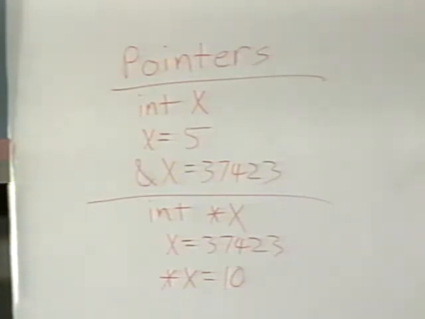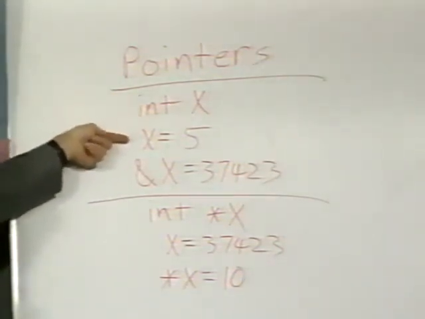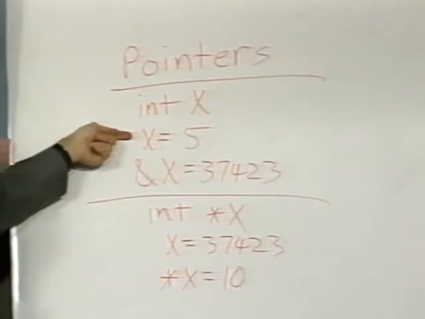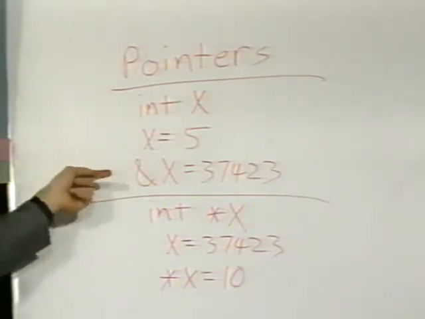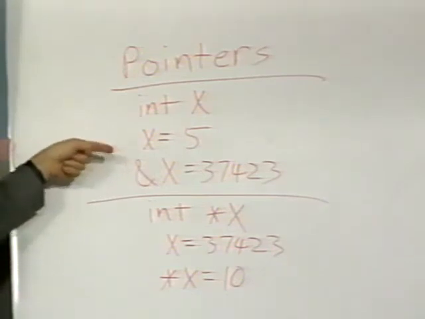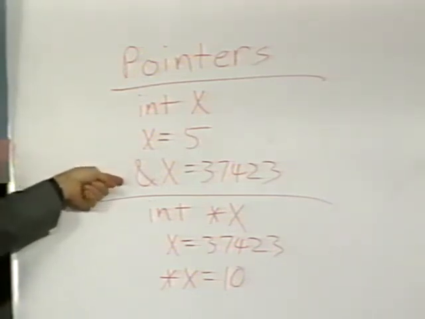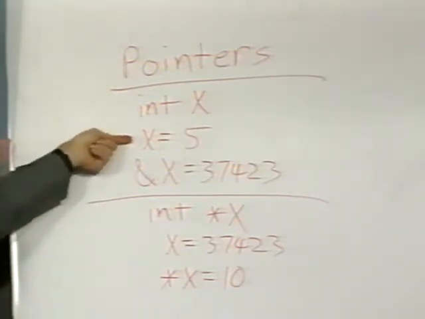Now I'd like to say a couple of words about pointers and addresses. If we declare a variable x as int x, it may have a value of 5, and &x may have a value of 37423, or some arbitrary address. The ampersand means that we're talking about the address of x, and if we go into the computer's memory at this location, we'll find the value of 5.